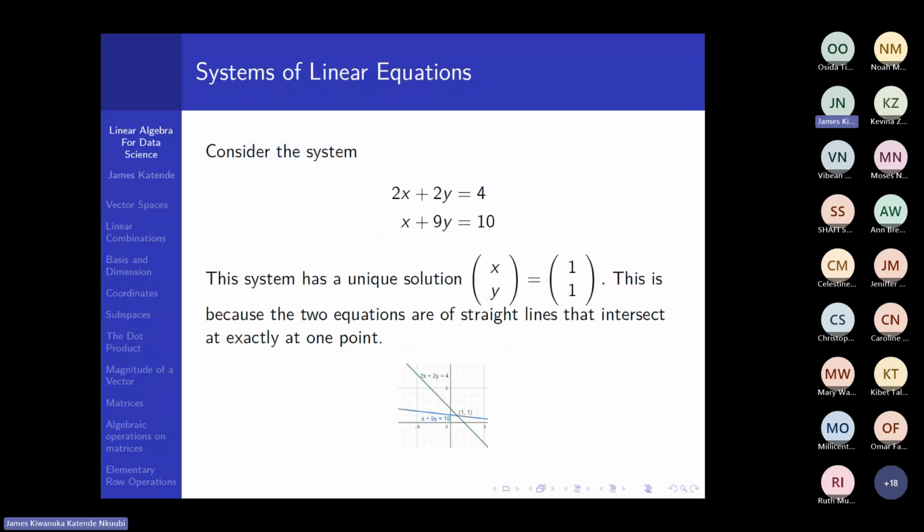Here's an example. If you work with a 2 by 2 system, unique solution happens when you have 2 lines that intersect. So there are lines that have different gradients. They will definitely intersect at exactly 1 point. That gives you a unique solution.